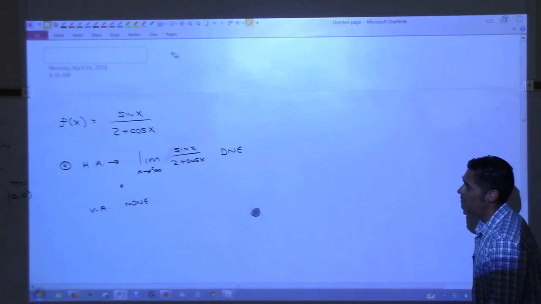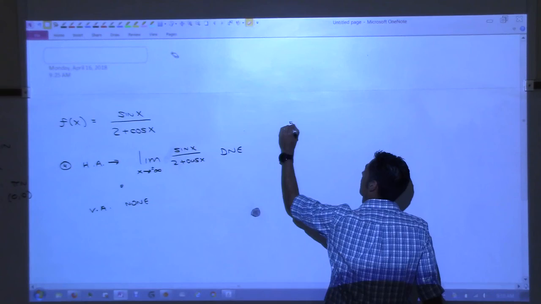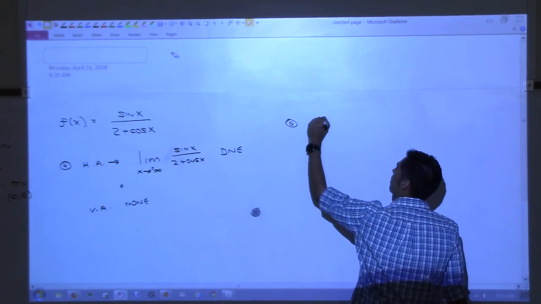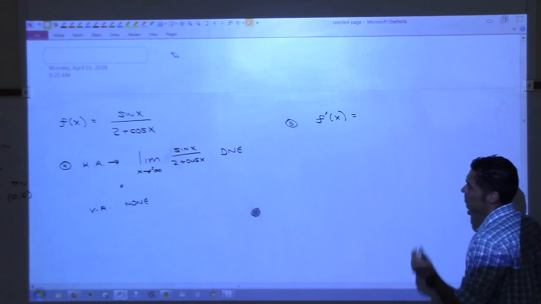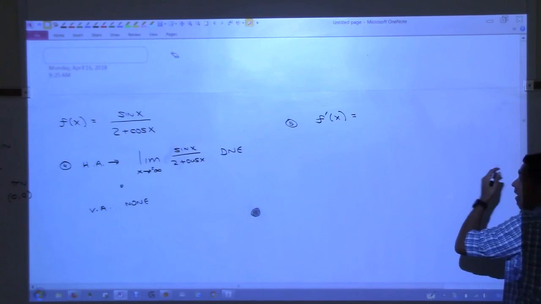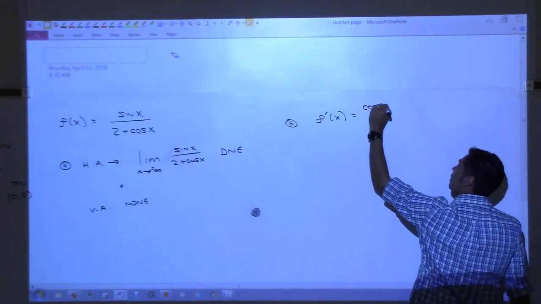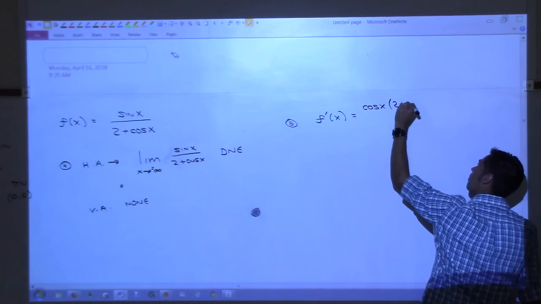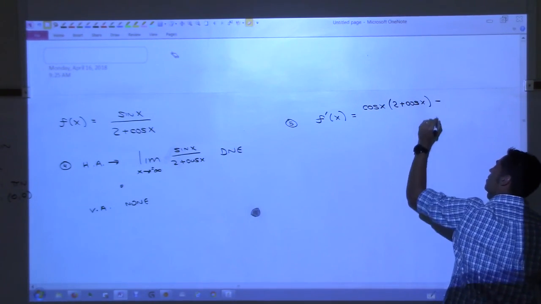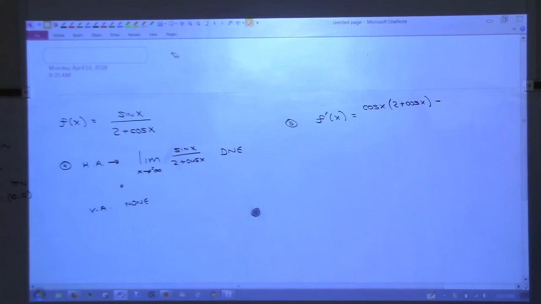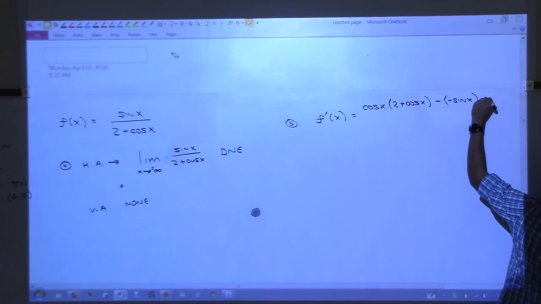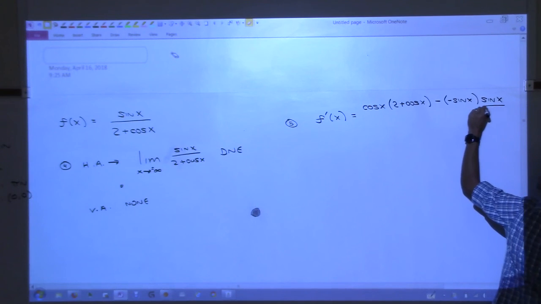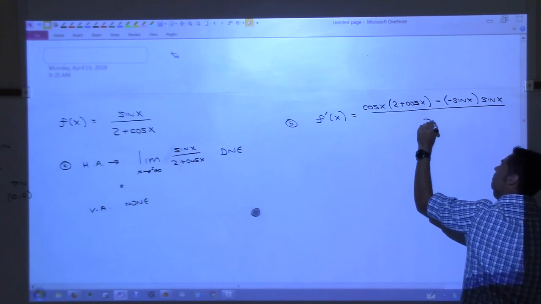All right, step 5. What's 5? Increasing or decreasing. So time for a derivative. So I've got to use some quotient rule here, right? So I'll do derivative of the top times the bottom, minus, what's the derivative of the bottom? Negative sine x, times the top, all over bottom squared.